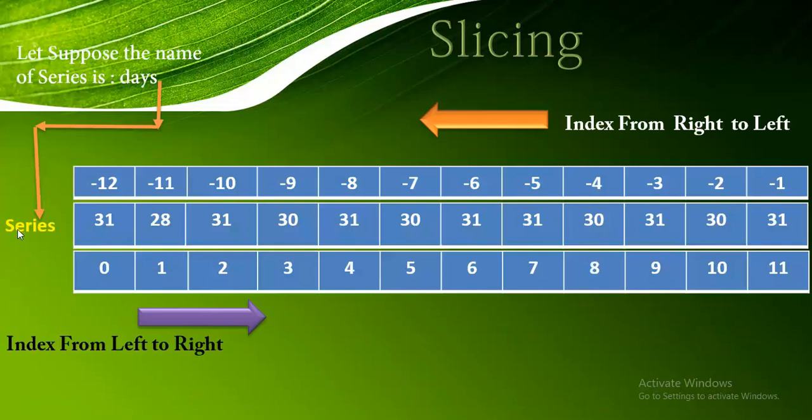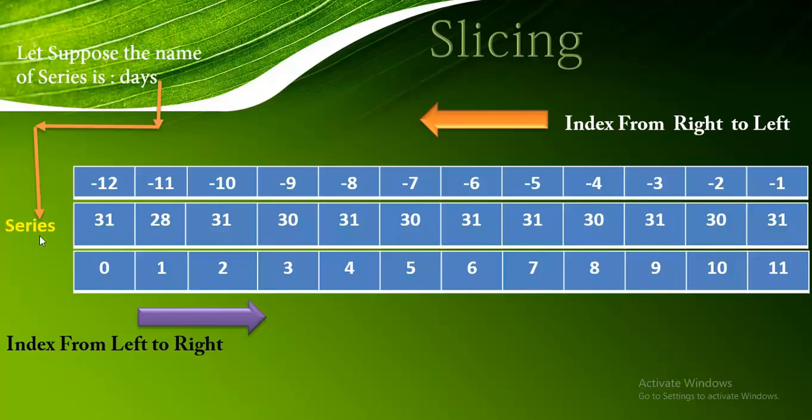For example, let's suppose that we have a series of days here: 31, 28, 31, etc. And let's suppose that if I want to access the 30, I can access this data item with the help of index. As you know, whenever you are creating a series, the index is created automatically. Then I will use the index 5. Similarly, if I want to access the data item 31, then I use the index 9.